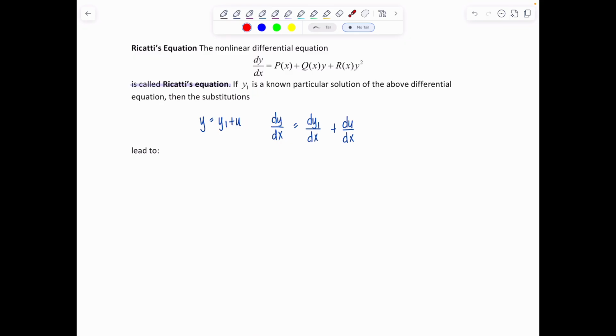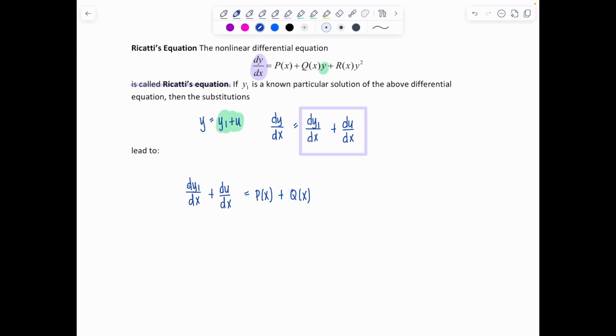What does this do? Well, this leads us to the following. I'm going to substitute in, instead of dy/dx, what I have here. So on the left-hand side, we'll have dy1/dx plus du/dx equals p(x) plus q(x) times, instead of y, right here, I'm going to sub in y1 plus u, plus r(x) times, again, (y1 plus u) squared. Are we okay?